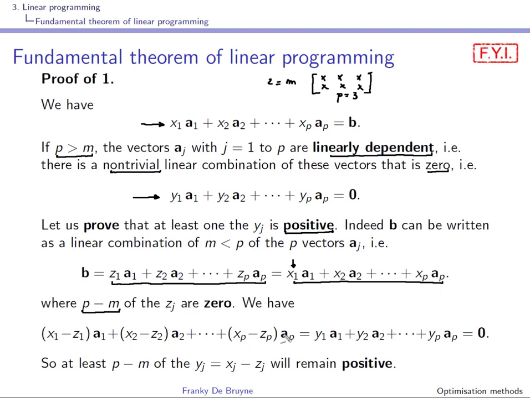So in this decomposition here, in this linear combination that produces 0, right? Well, it's possible to find p minus m elements of this type that will remain positive, right? Because you'll have something positive minus something that is 0. So indeed, it is possible to find a linear combination of these p columns that produces 0 with at least one element that is positive, at least p minus m even.